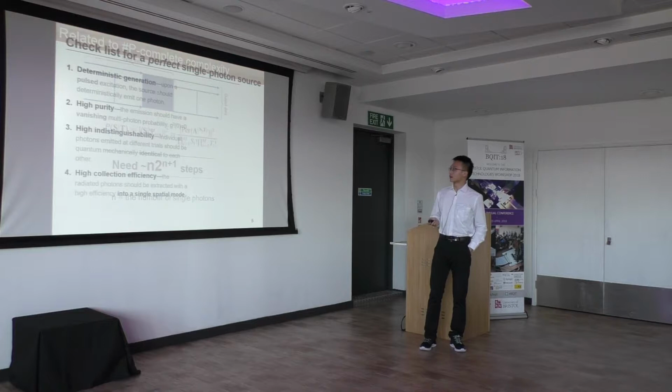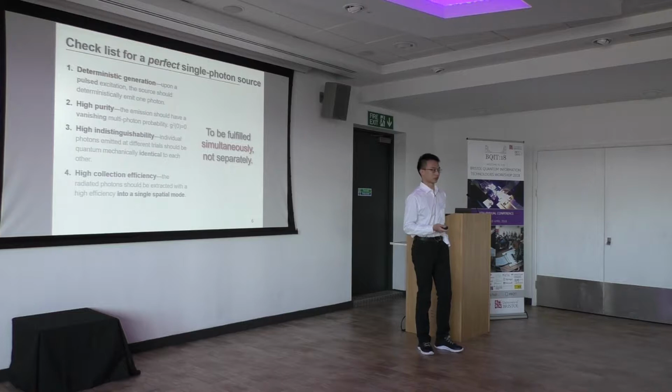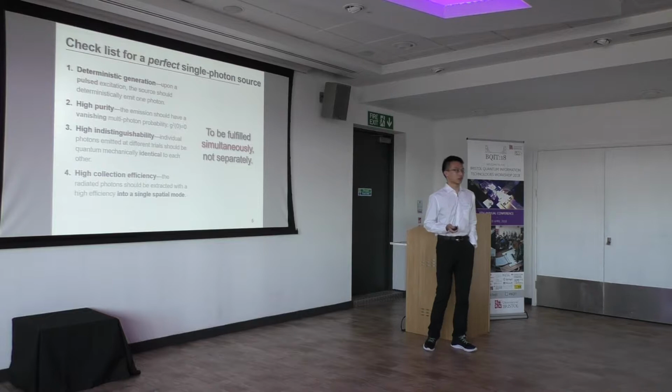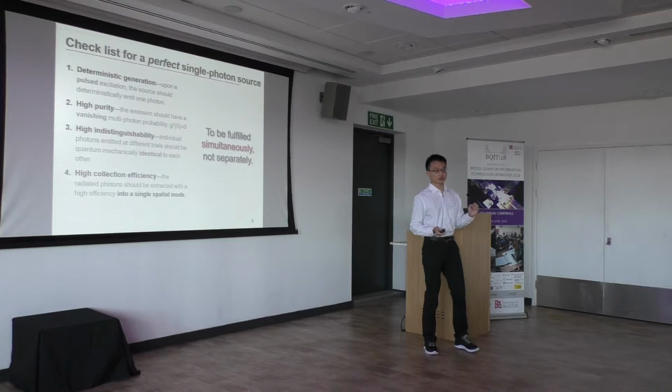And to do boson sampling, we need groups of identical single photons. So the first thing we need to achieve is a nearly perfect single photon source. Here is a checklist for this. You can see there are 4 points. First, deterministic generation. This means that we want a push-button switch for our single quantum source. And second, we want high purity.